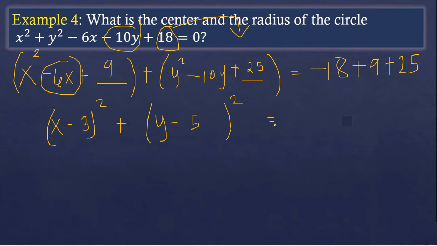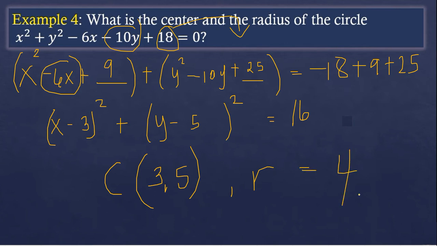Next is what is 18? Negative 18 plus 9 plus 25. It's 16. Now, the question here is what is the center and the radius of the circle? What is the center? And what is the value of r? Very good. Thank you so much. Next, if you have questions, just raise your hand or just simply unmute.